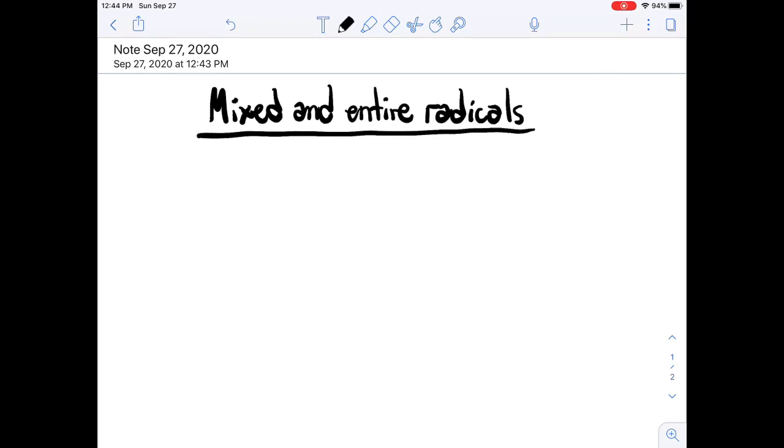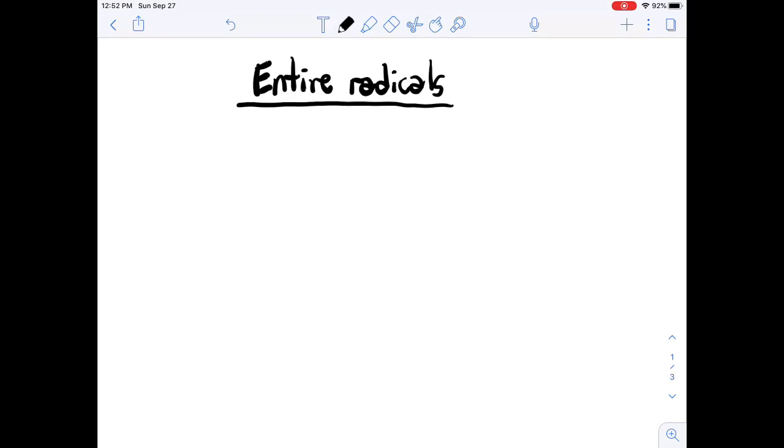Today we're going to talk about mixed and entire radicals. These are all examples of entire radicals.